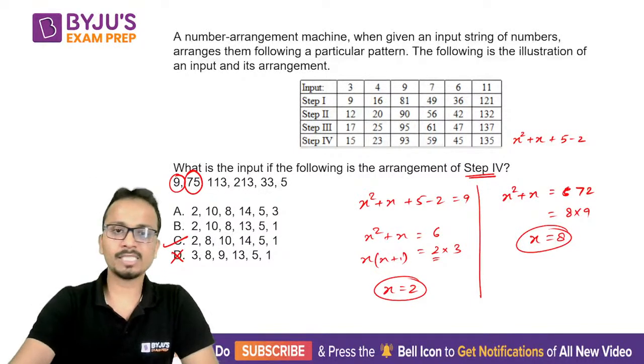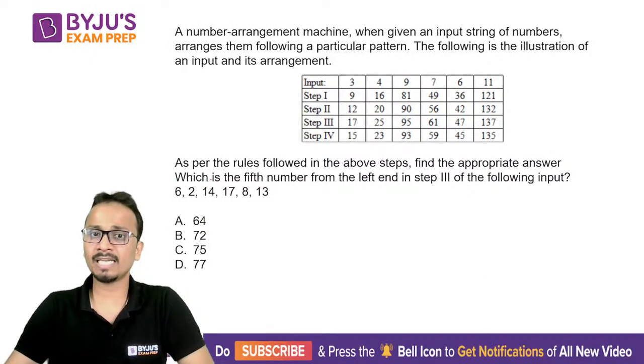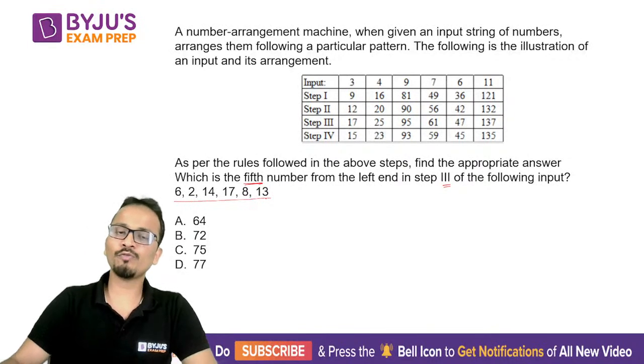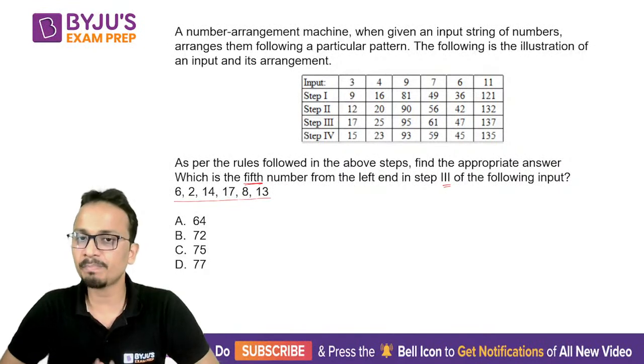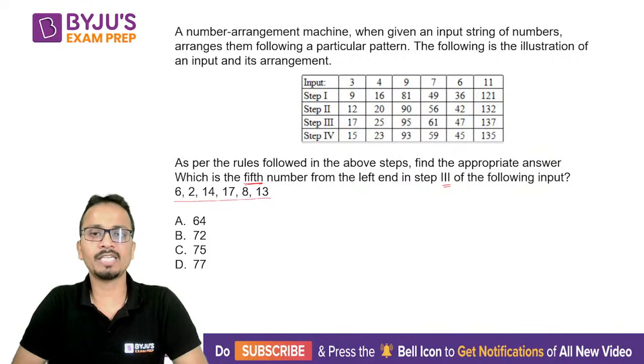Okay, now let's look at one more question on the same logic. Like I mentioned, there were 3 questions on the same set. So as per rules followed in the above steps, find the appropriate answer. Which is the 5th number from the left in step 3 of the following input? So if this is the input, then you will have to find out the 5th number from the left in step 3. You have 4 options. Quickly solve it and get me an answer.